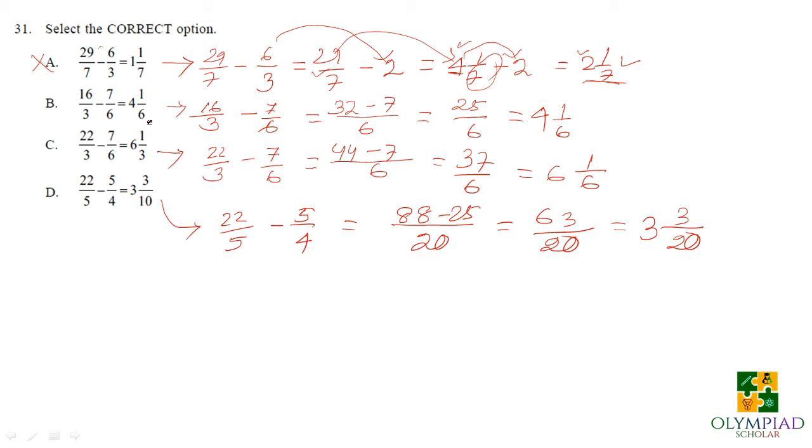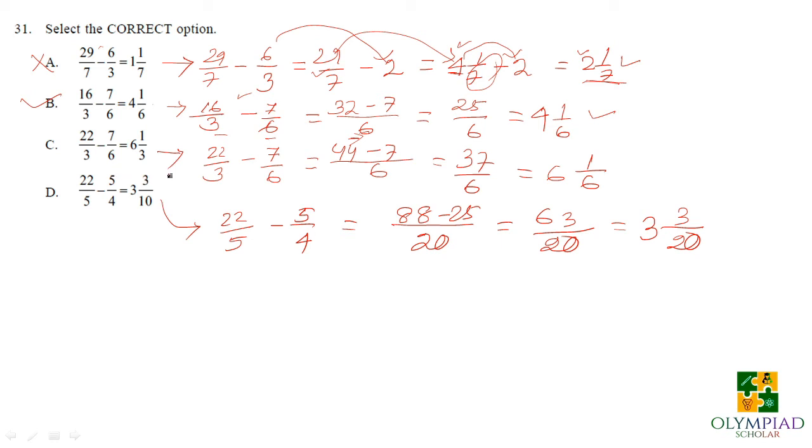So let's check the second one. The second one is 16 upon 3 minus 7 upon 6. As both are improper fractions, we can subtract by taking the LCM of 3 and 6, which is 6, and multiply by 2 for this number, that is 32, then 7. Then you can subtract these numbers. So this will be 4 1 by 6. The right hand side is also 4 1 by 6, so it can be our answer.